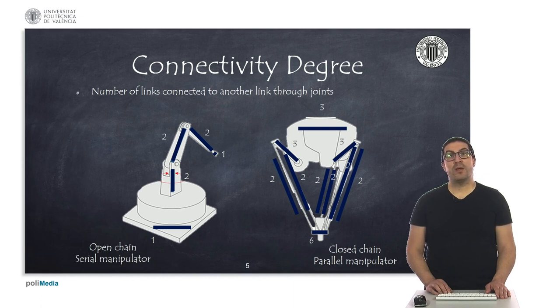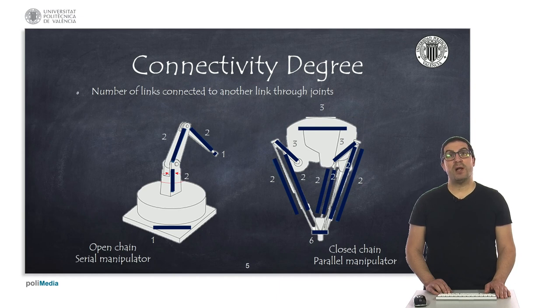As I mentioned before, the degree of connectivity of a link defines the robot structure type. This degree can be computed from the number of links to which it is connected through a joint. In the figures, we can see the cases of two robots. One with an open or serial structure and the other one with a closed or parallel structure. In the case of a serial open chain, all links have a degree of connectivity of 2, except the base and the end effector with a degree of 1, because they are only connected to another link.